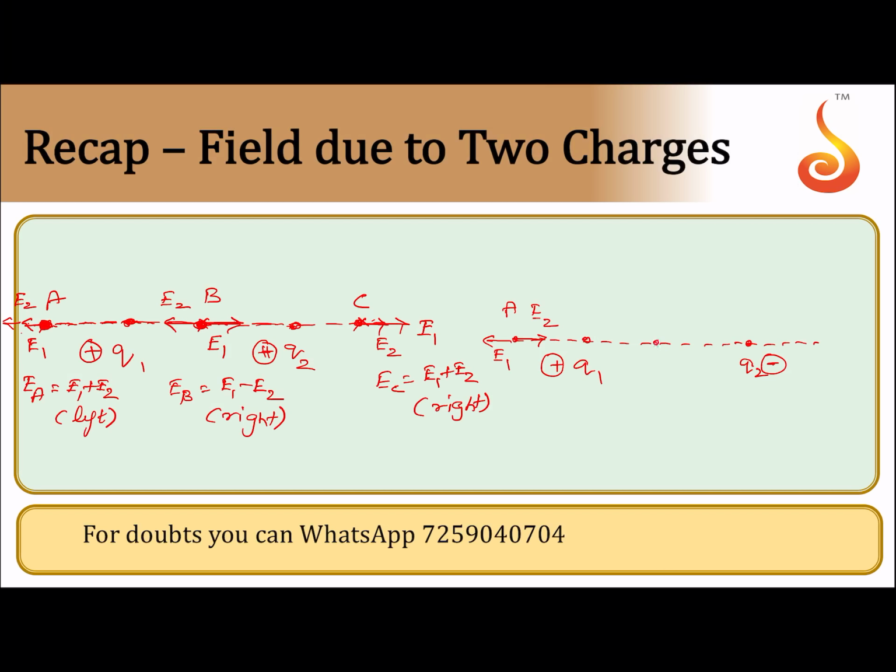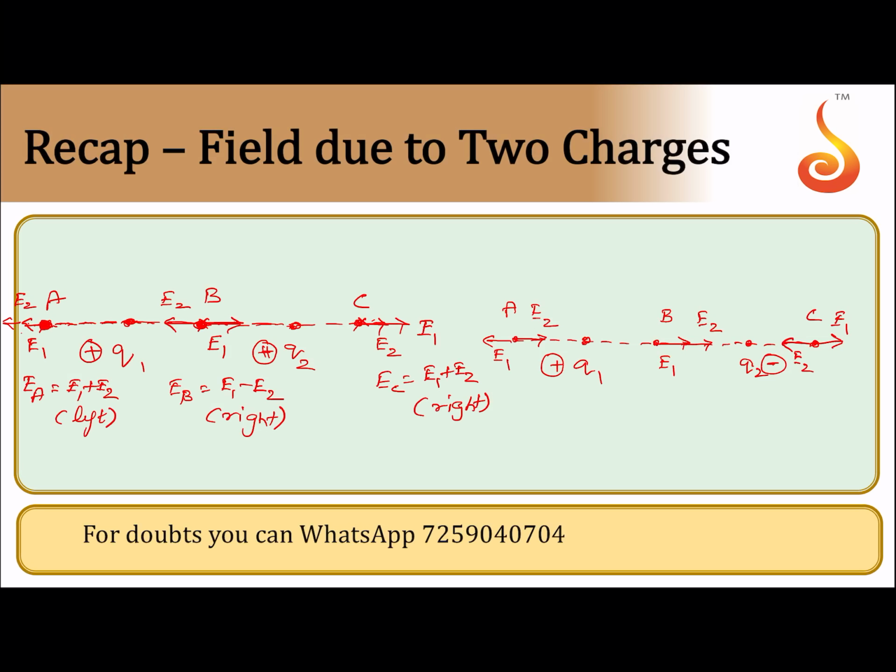If I have a point B, q1 will repel you, so E1 will be to the right, and q2 is going to attract you, so E2 will also be to the right. So here it will be E1 plus E2. If I have a point C over here, q1 again will repel you, you have E1 to the right, but q2 is going to attract you inwards, and E2 to the left.